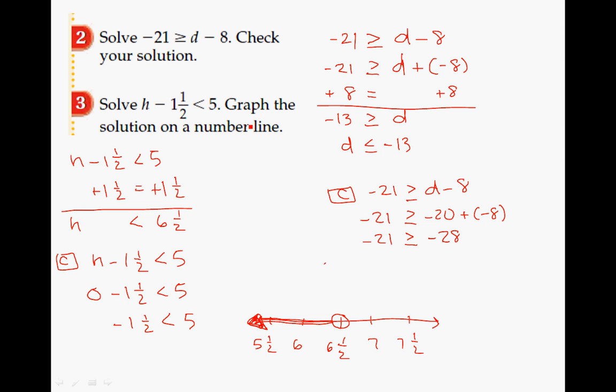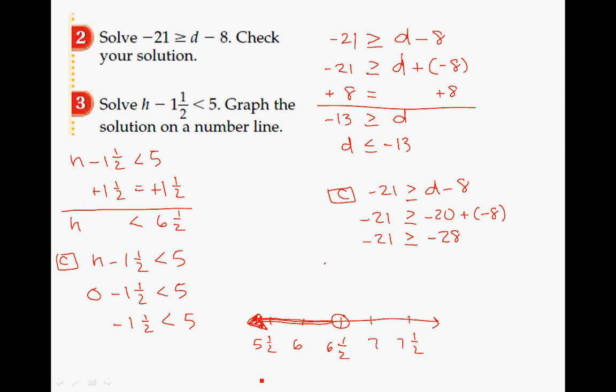All right, this one asks you to graph it on a number line. So I went ahead and did the work. H is less than 6.5. So I need to pick a number that is less than 6.5. And like I said, I like to use 0 when I can because it just makes it simpler. So instead of H, I put 0. 0 minus 1.5 is less than 5, and negative 1.5 is indeed less than 5.